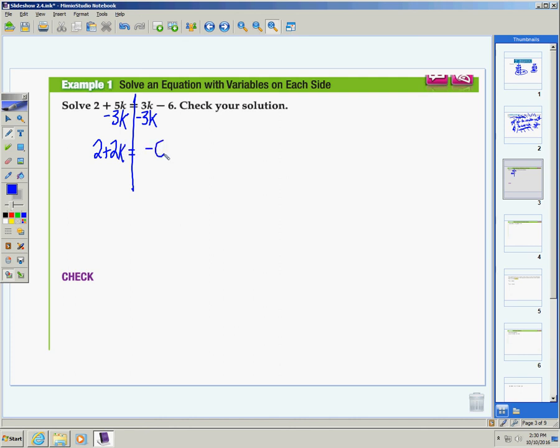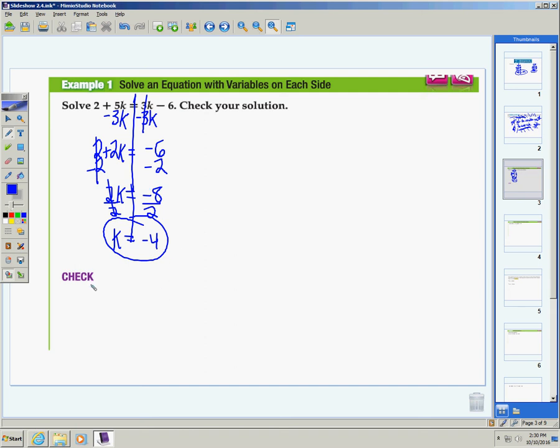And now notice, as soon as we've gotten the variables on the same side, this is turned into a problem like we did yesterday. Okay, and to solve it, I would subtract 2 from each side. I get 2k equals negative 8. Divide each side by 2. 2's cancel out. And I get k equals negative 4. So once you get the variables together, they will turn into a problem just like we did in the previous lesson. You can always check your work by plugging it back into the original equation.